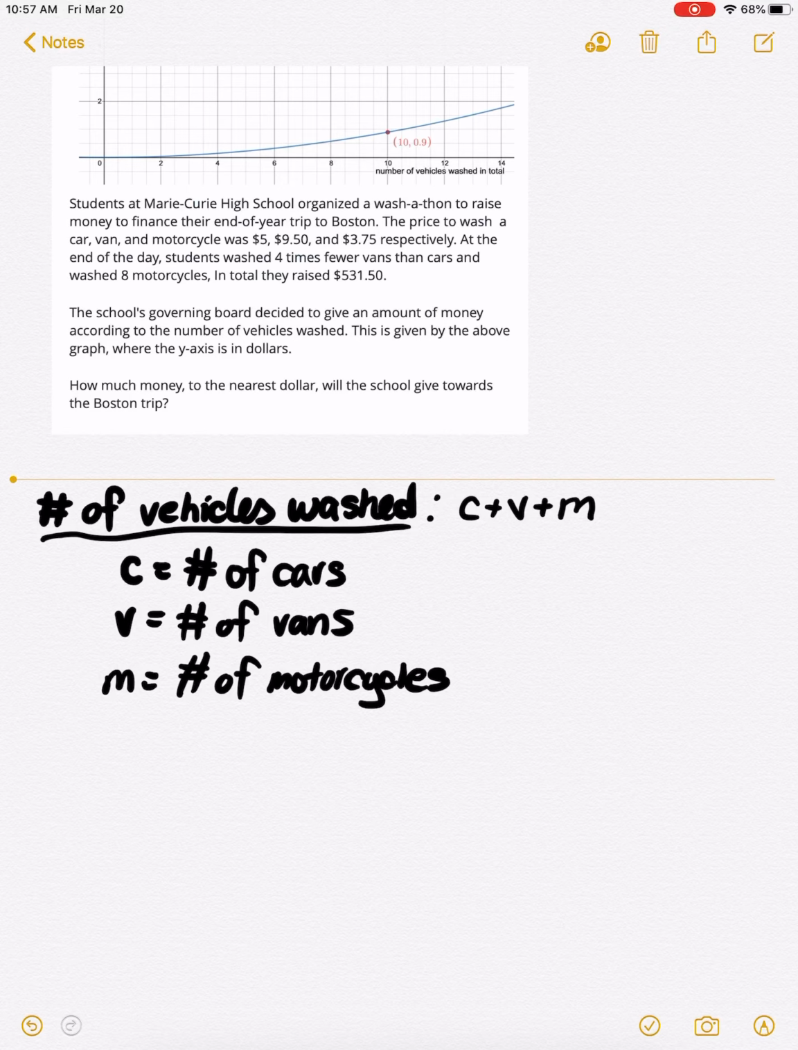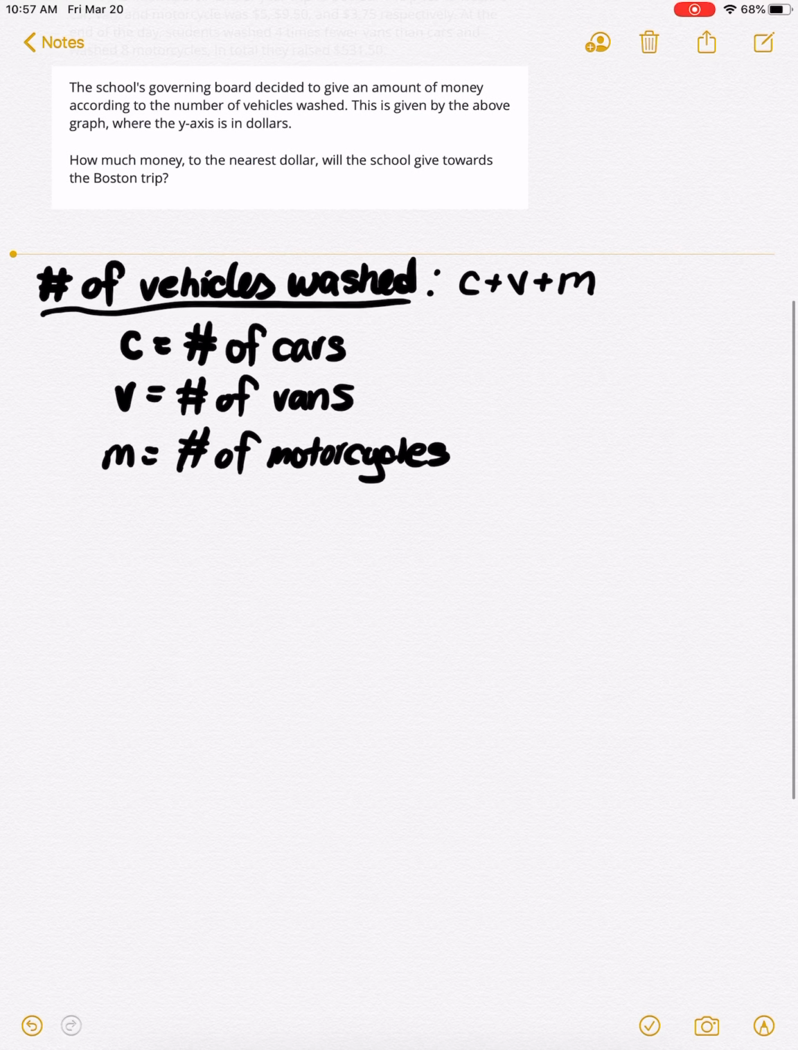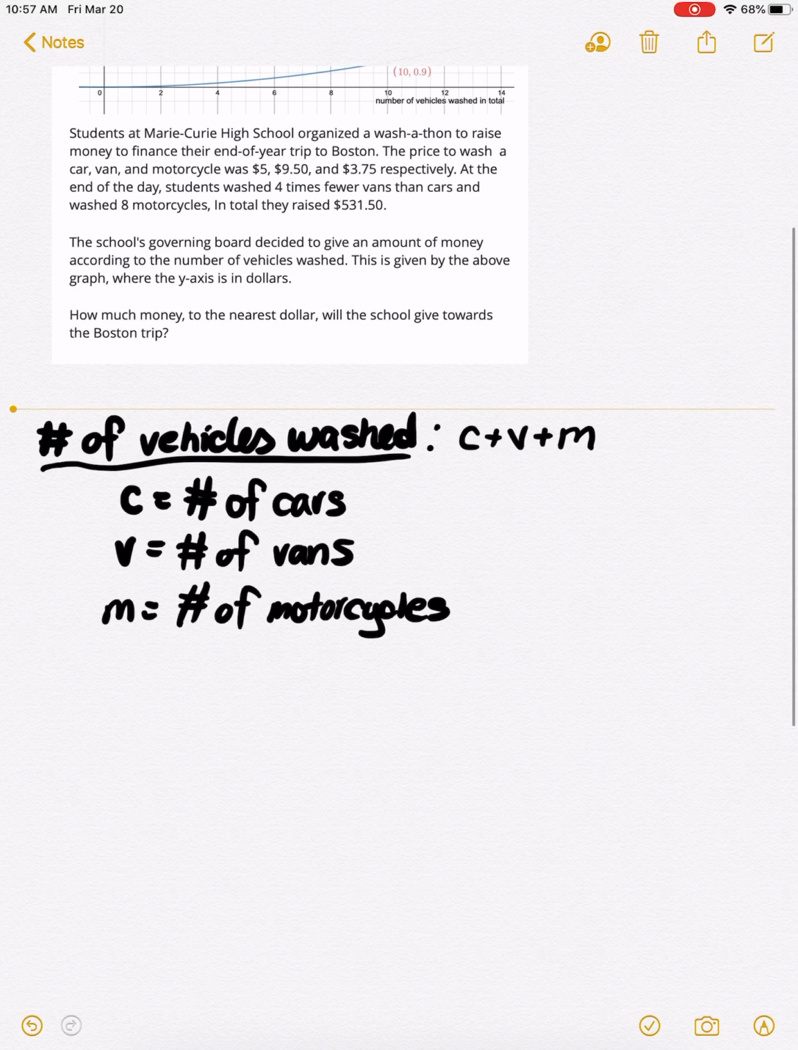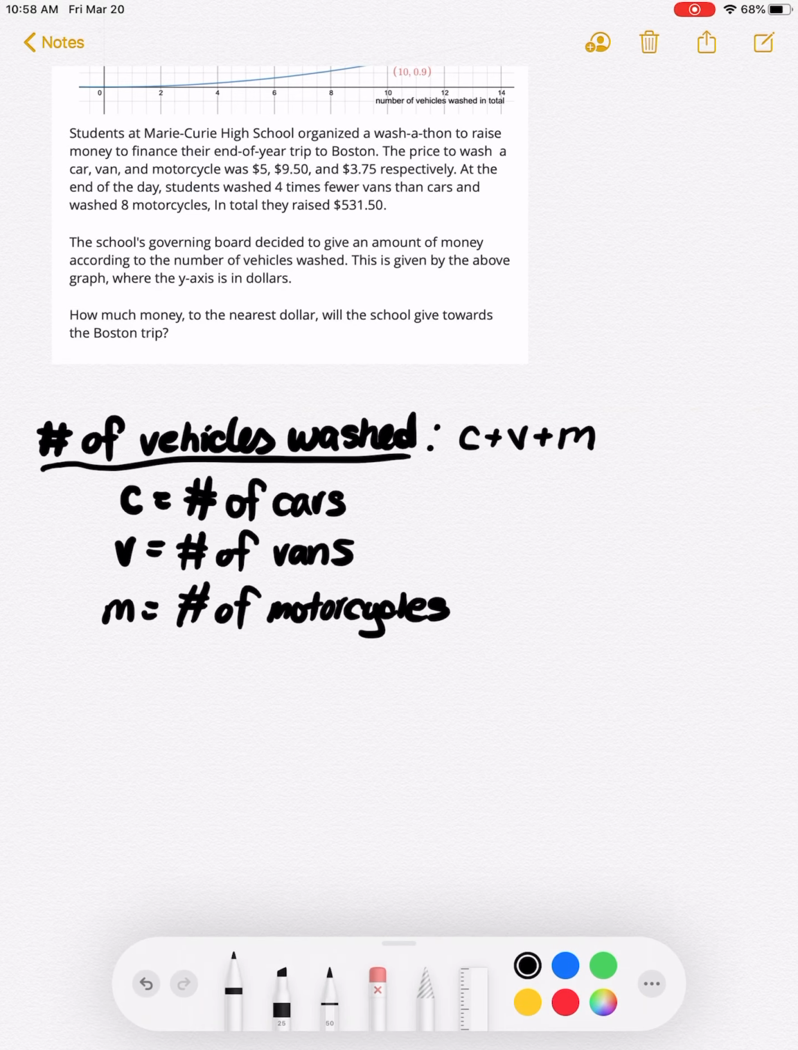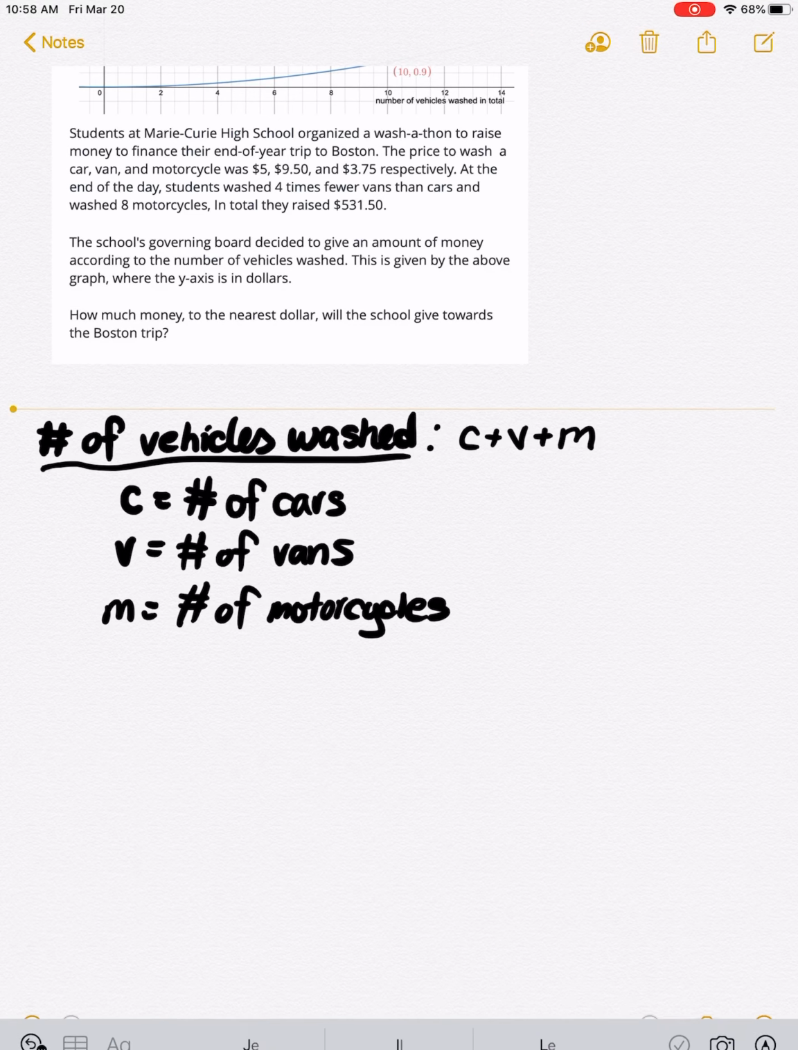From here, we need to do our systems of equations now. We need to solve for our C and our V. Let's first set up the equation using the cost. For every car washed, I get $5. So if 3 cars were washed, I would get $15. If 10 cars were washed, I'd get $50. So the amount of money from the cars is going to be $5C.